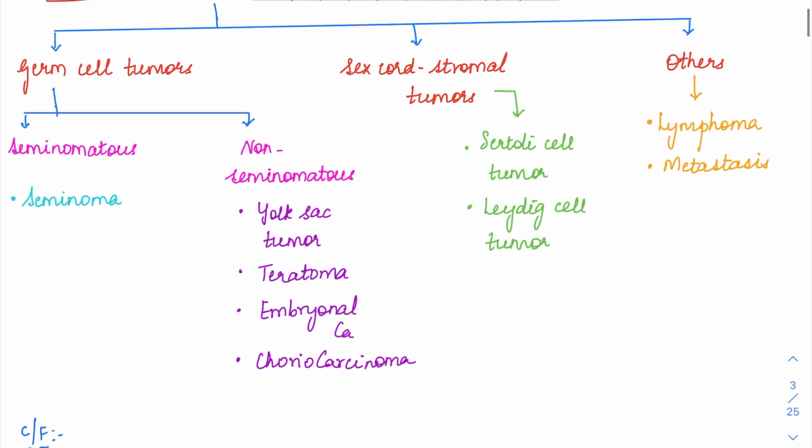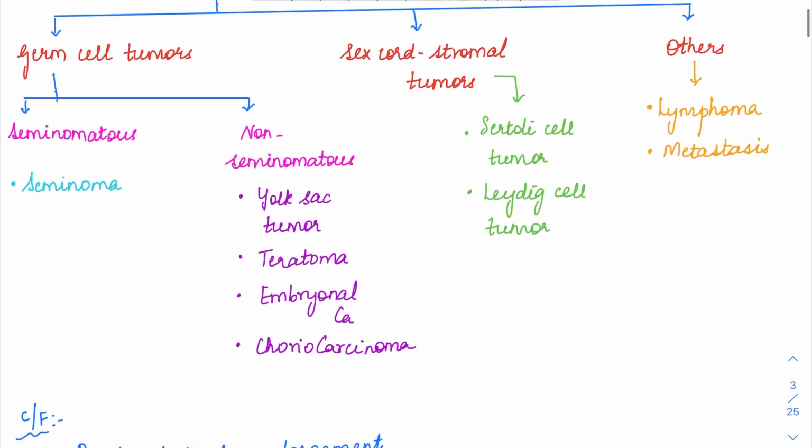Seminoma is actually the counterpart of what we call a dysgerminoma in a female. When I'm discussing the female genital system, I will not be talking about dysgerminoma because it has essentially the same features as seminoma; just the name is different over there. Under non-seminomatous germ cell tumors of the testis, you have yolk sac tumor, teratomas, embryonal carcinomas and choriocarcinomas. These again can be seen in the female genital system as well. Then the sex cord stromal tumors: you have Sertoli cell tumor and Leydig cell tumor.